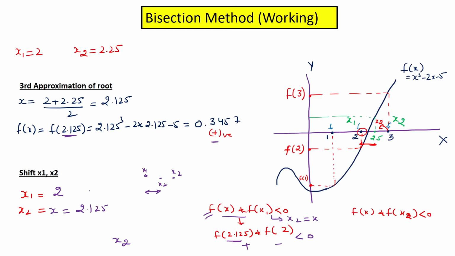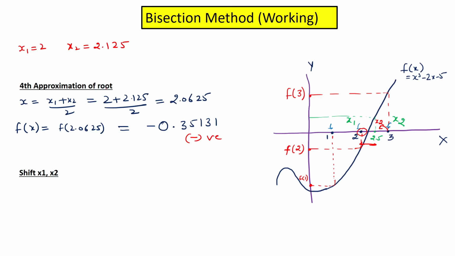Now I will move to the fourth iteration and I will take these x1 and x2 values for the fourth iteration. So again I come to the fourth approximation of the root and I found the x. So this is my x, and the value of f of x is a negative value now. Earlier it was coming as positive value and now it is a negative value. So something different will happen other than the previous iteration. So let's see.